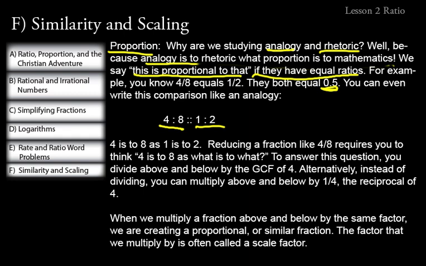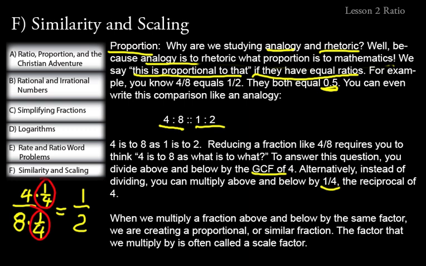And you divide above and below by the greatest common factor of 4 to get it into that more simplified form. And you could also multiply above and below by 1/4, the reciprocal of 4. So there's another way to do it. If you think of 4 over 8 like a fraction, you multiply above and below by the same thing. We're creating a proportional or similar fraction. And that fraction that we multiplied by, the 1/4, oftentimes that's called the scale factor.